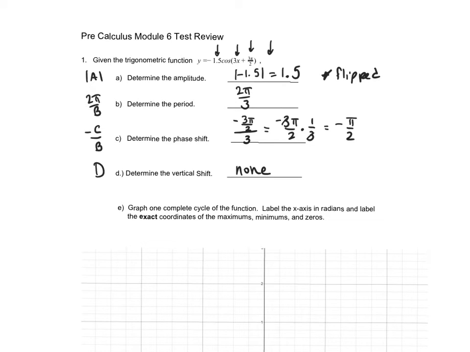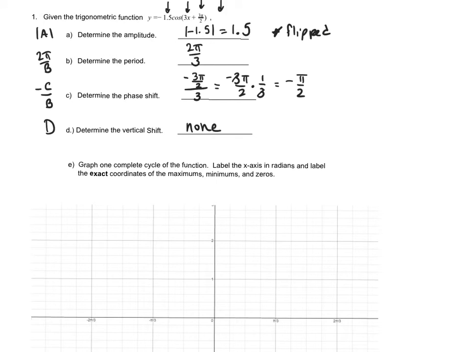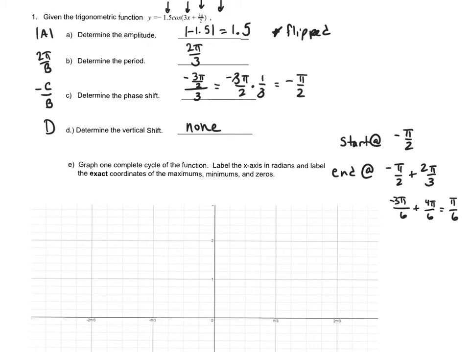So when we start to graph it, obviously your graphing utility is a pretty good tool. But when we're graphing it by hand, remember we would always start at the phase shift. So we're going to start at negative pi over 2. And we're going to end at the phase shift plus the period, which is 2 pi over 3. So we'll have to add these fractions, getting common denominators. So that would be 3 pi over 6 and 4 pi over 6. So that would be pi over 6. Just getting common denominators.